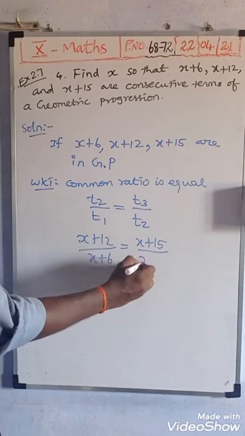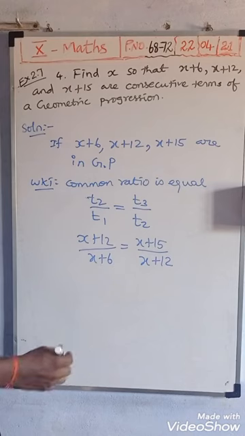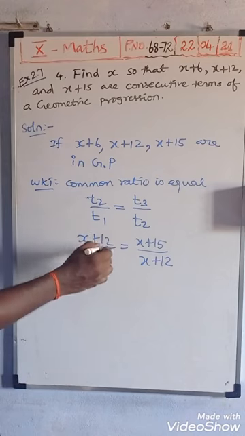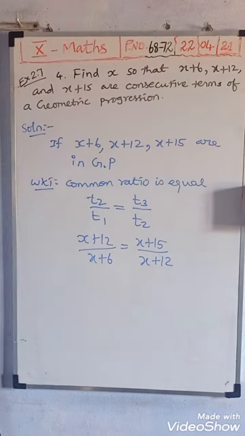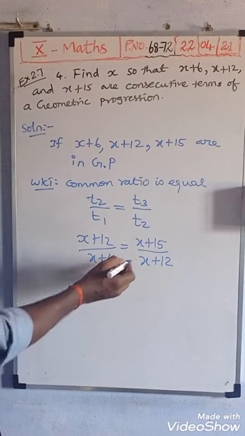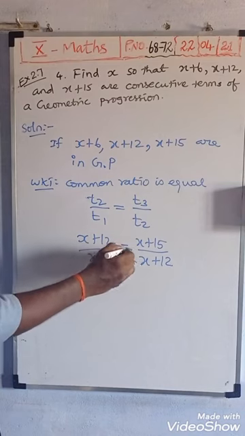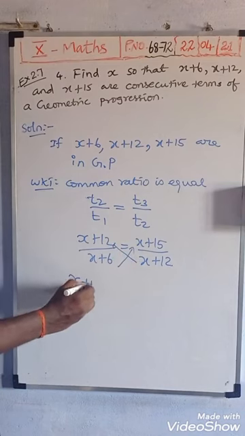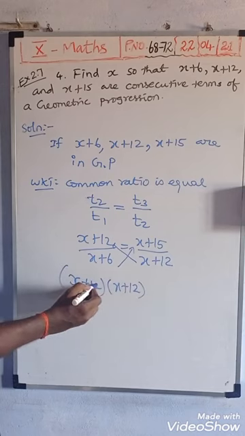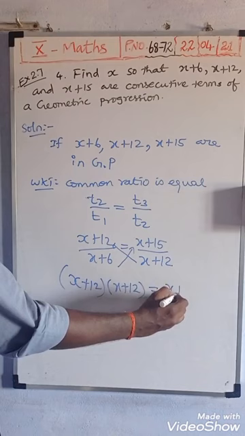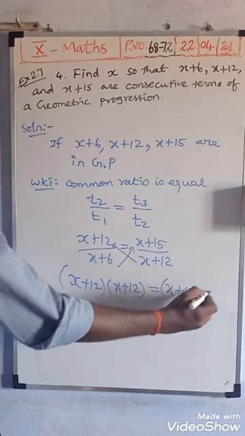So see, you should not cancel here x. Here 6 ones are 6, 6 twos are 12. You should not cancel like that. Okay, it is wrong, so we cannot cancel. What we want to do is simplify this, then do cross multiplication. So x plus 12 into x plus 12 is equal to x plus 15 into x plus 6.